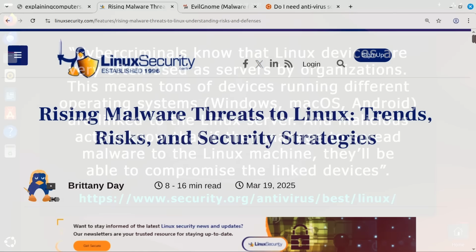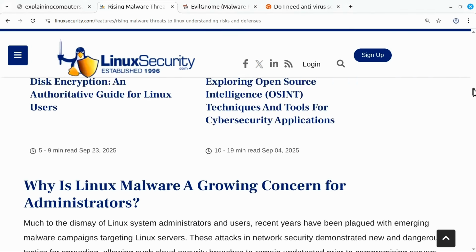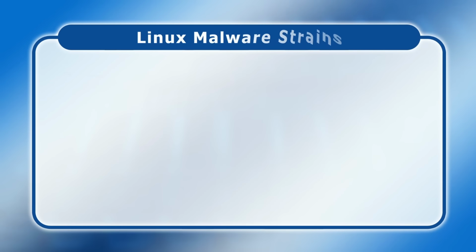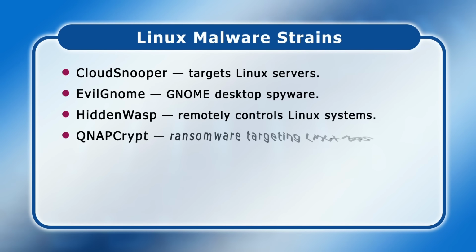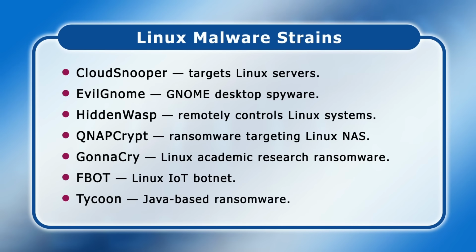And today there are lots of different Linux malware strains, many of which are nicely summarised in this article on Linux security, which I'll link in the video description. But in short, we have Cloud Snooper, Evil Gnome, Hidden Wasp, QNAP Crypt, GonnaCry, FBot and Tycoon. Such malware has been used in attacks against servers.